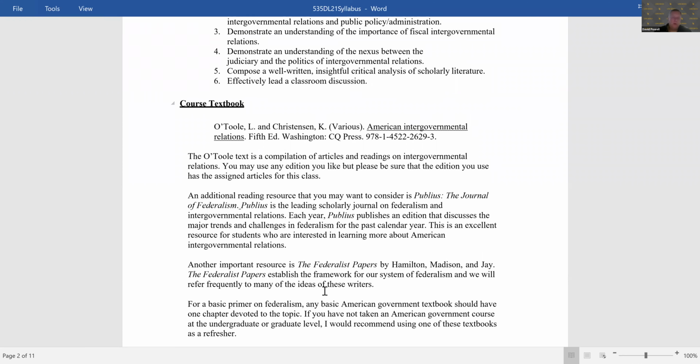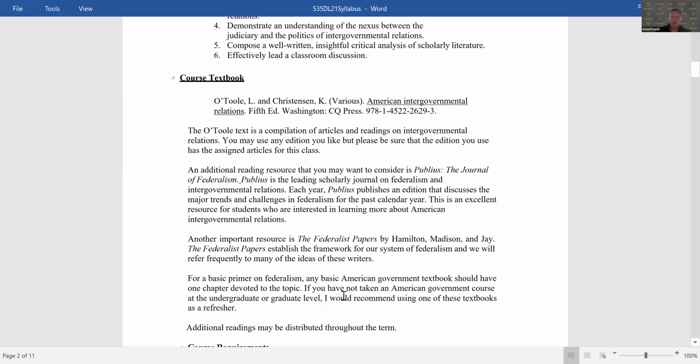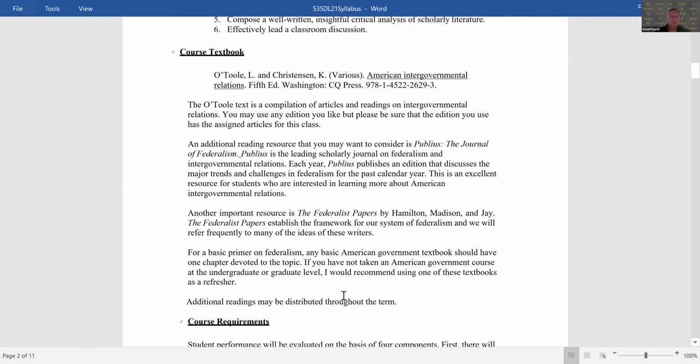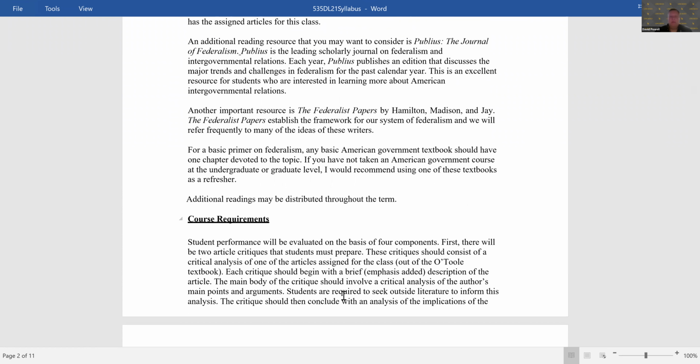And then finally, another source of reading, if you're interested, is if you're new to the issue of federalism, you haven't had an American government course in quite some time, every American government textbook that's worth its salt will have at least one chapter on federalism. And so you can just pick up any basic American government textbook, take a look at that chapter on federalism, and that'll be a nice little refresher and a nice little primer into our system of American federalism. So those are the readings for the course. Again, the primary reading is O'Toole, and then the articles that I provide for you on our Beach Board site.